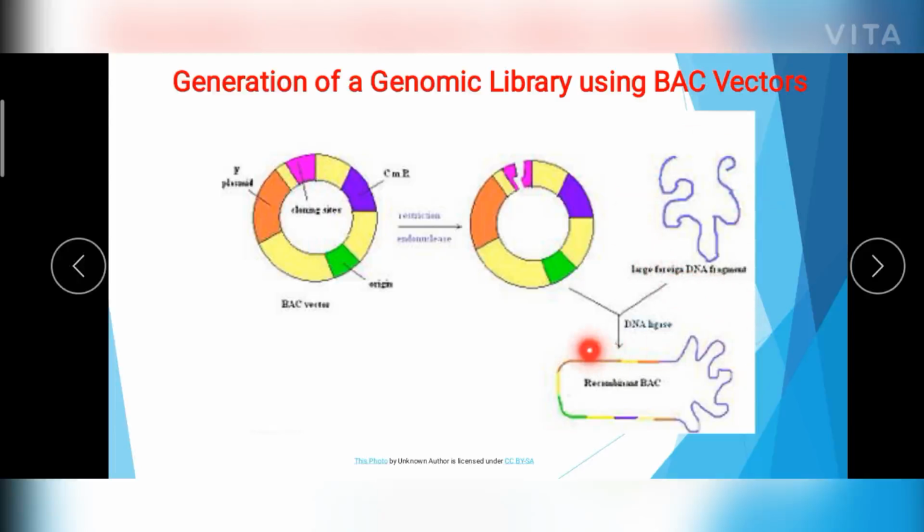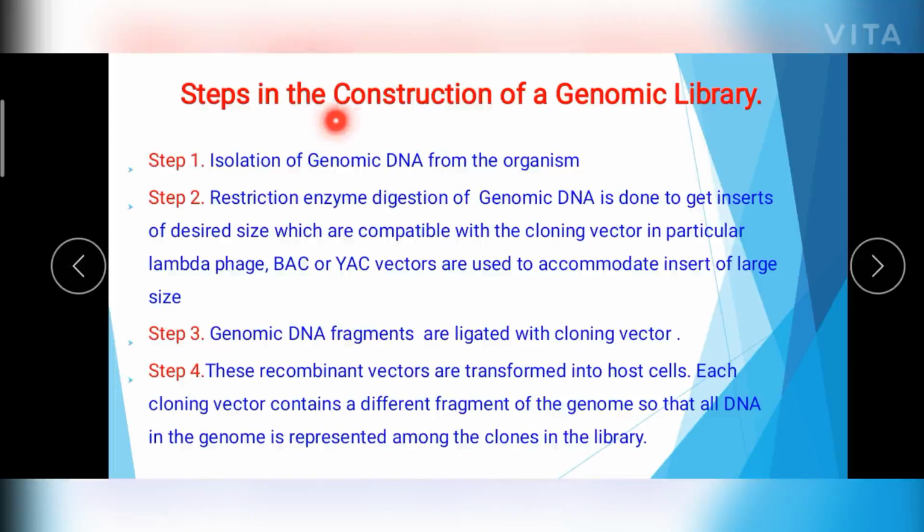As the insert size, that is the DNA fragment size, increases, the number of clones, that is the number of vectors required to hold the genome, decreases. So you require just 11,000 BAC vectors. They represent the entire human genomic library, and each vector holds a DNA insert of size 300 kb. In this manner you can generate a human genomic library by using either the lambda replacement vector or the BAC vector. Let's see the steps involved in the construction of the genomic library.